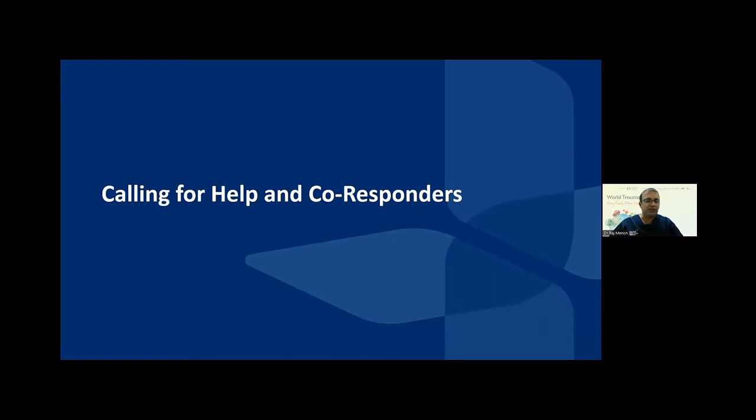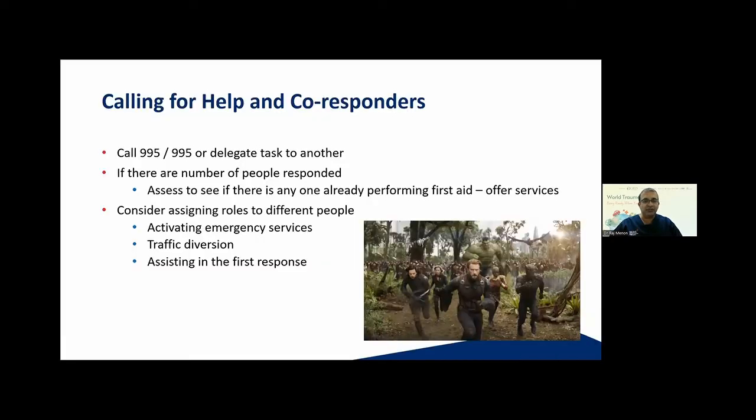Of course, once you arrive on scene, a very important thing is going to be about calling for help. And often I find in my own experiences that when you approach an accident scene, there are usually quite a lot of different people already there. There are going to be various bystanders, other vehicles that have stopped to help, and there may be someone already performing first aid.